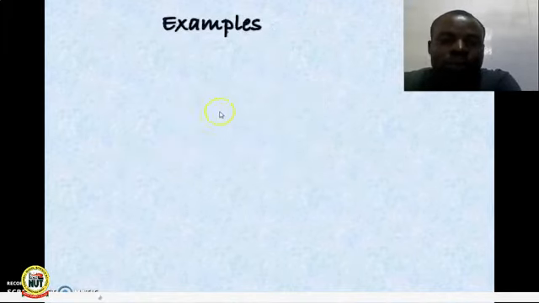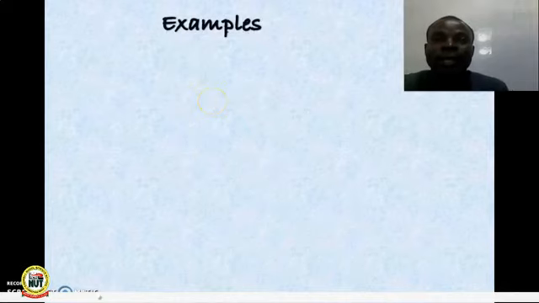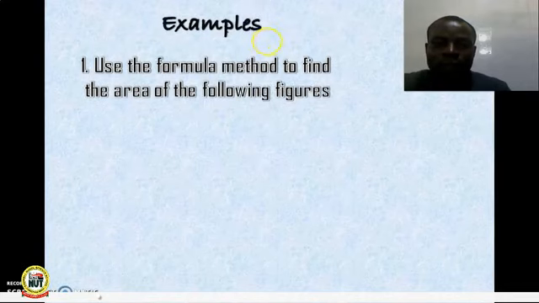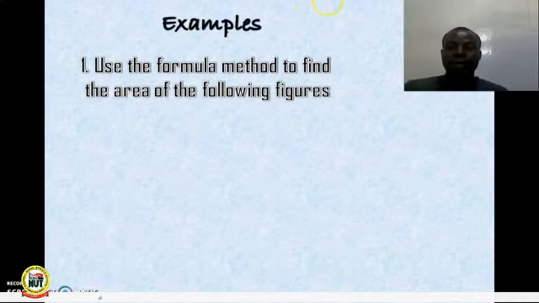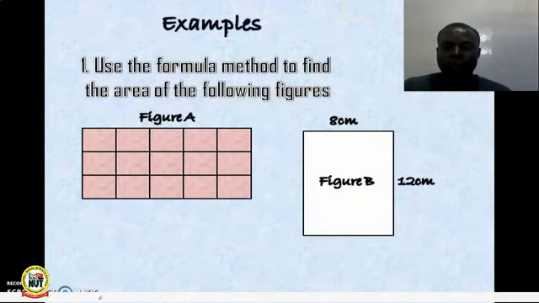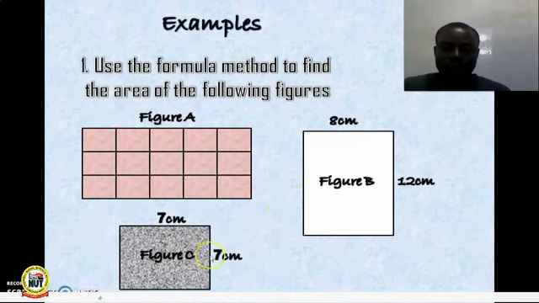Alright. Let's look at a few examples also on how to make use of the formula to calculate the area of either a rectangle or a square. So quickly, let's look at example number 1. Use the formula method to find the area of the following figures. The first one is this, figure A. The second one is figure B. And the third one is figure C. Okay? So these are the 3 figures we are going to be looking at their area.